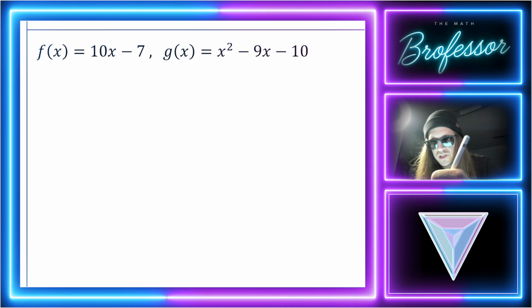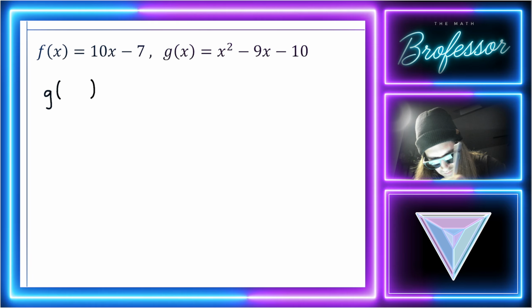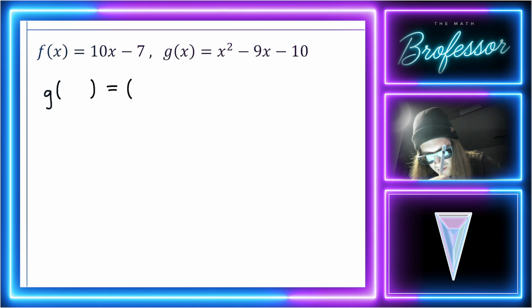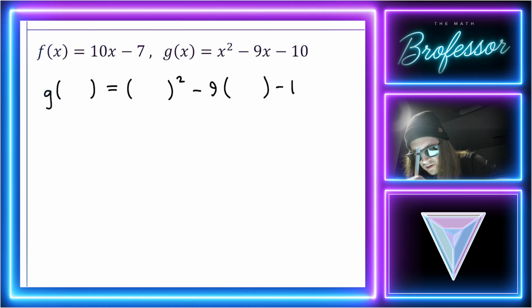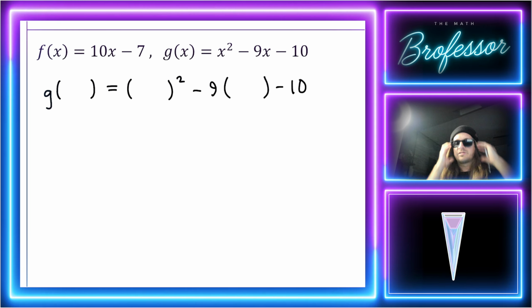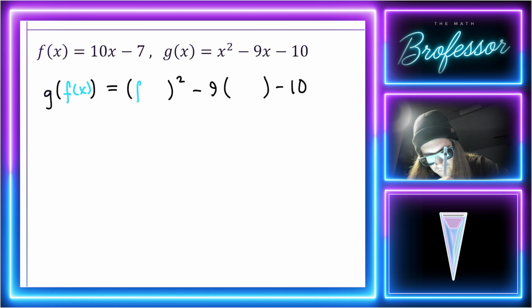Now for g of f. So g of f of x is going to equal f of x squared minus 9 f of x minus 10. So what I'm doing is I'm putting parentheses everywhere there's an x, because I'm going to plug f of x into all of those.